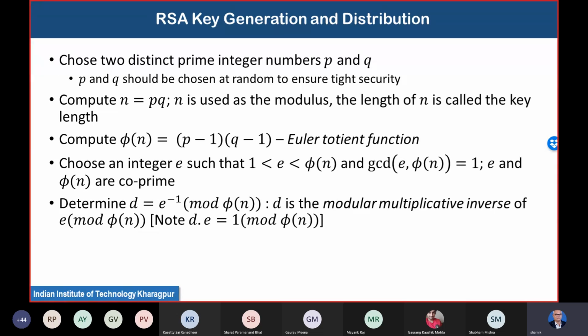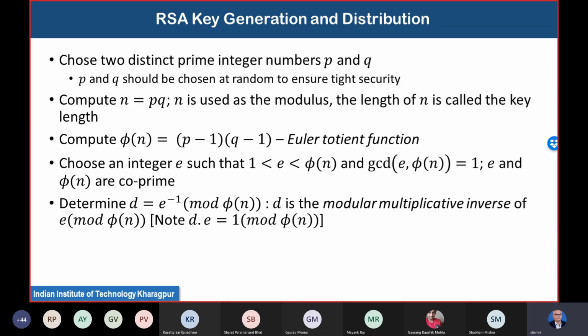We compute what is called phi n, the Euler totient function, as (p minus 1) times (q minus 1). And then we choose an integer e. This e will act as the encryption key. e is between 1 and phi n, and it is relatively prime to phi n, that is, GCD of e and phi n is 1. That is really simple to understand. That is how we first choose the encryption key.